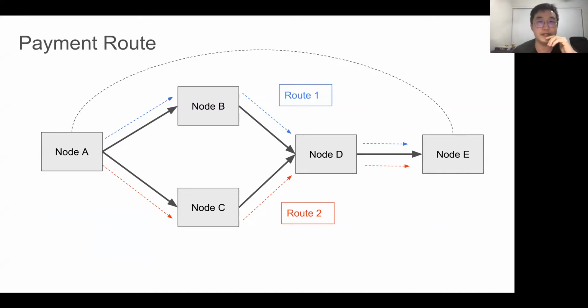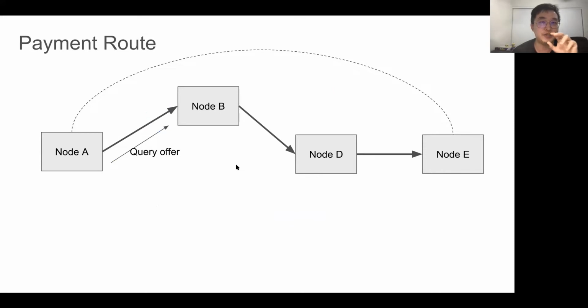For example, let's say node A wishes to make a payment to node E. There are two possible payment routes that can reach node E: A to B to D to E, and A to C to D to E. So FCR will try to query for a payment offer for each of the routes.